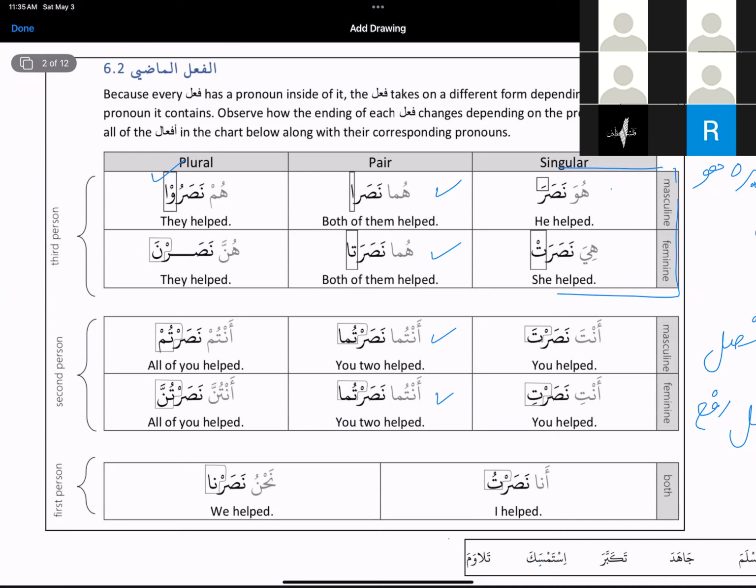Where is the fa'il in hunna? Nunu niswa. Noon is the fa'il. And in antum, where is the fa'il? This ta is the fa'il, basically, and meem is something else. In Nasarna, na is noon niswa. Should we say the sukun and noon together are the fa'il?